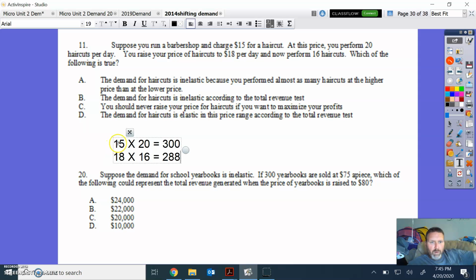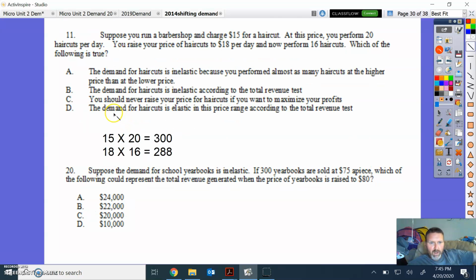Okay, what happened to price? Price went from 15 to 18, so price went up. Total revenue went from 300 to 288. Total revenue went down. What does that mean? It's not inelastic. Correct answer is D. And you shouldn't do it because you're going to make $12 less.